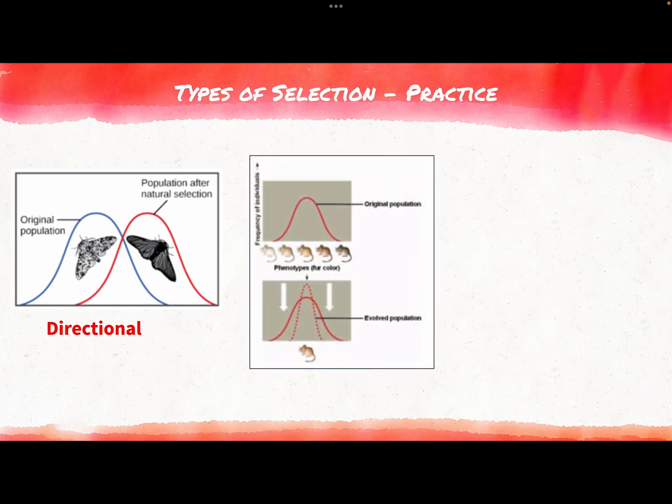In the second example, you see the mice and their colors. In the original population, there's really light mice to really dark mice, but as that population has evolved, natural selection is choosing for the medium. Probably again for camouflage. So that would be considered stabilizing selection. It's choosing for the medium, and the 2 extremes do not survive in that environment.